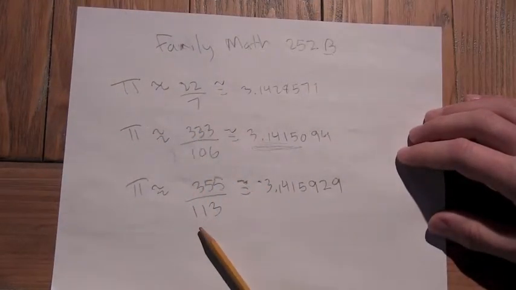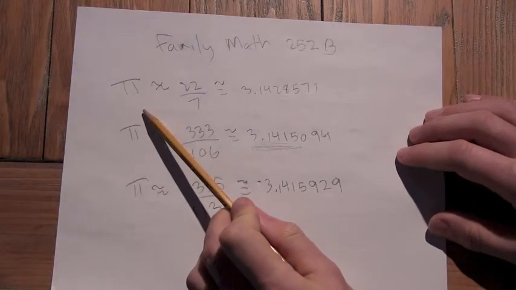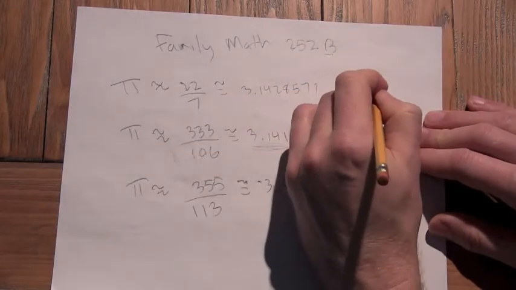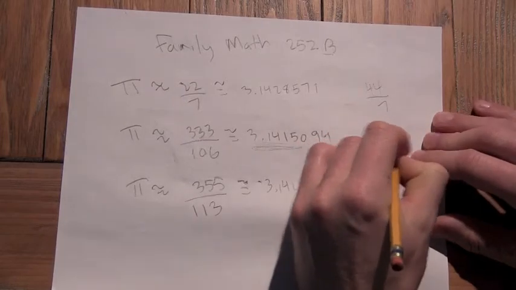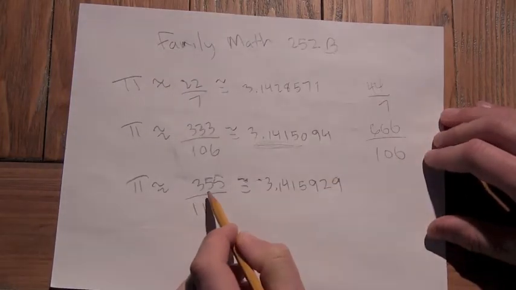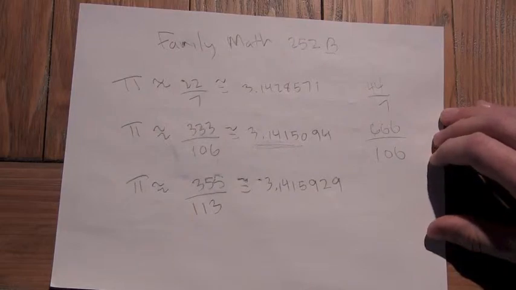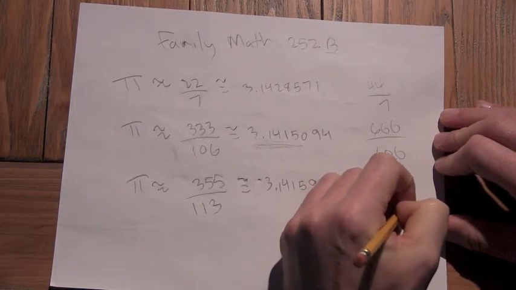So pi is approximated by this. If I multiply all these fractions by 2, I get 2 pi. So 2 pi is approximately 44/7, or 666 over 106, or what's 355 times 2? It's 710 over 113.